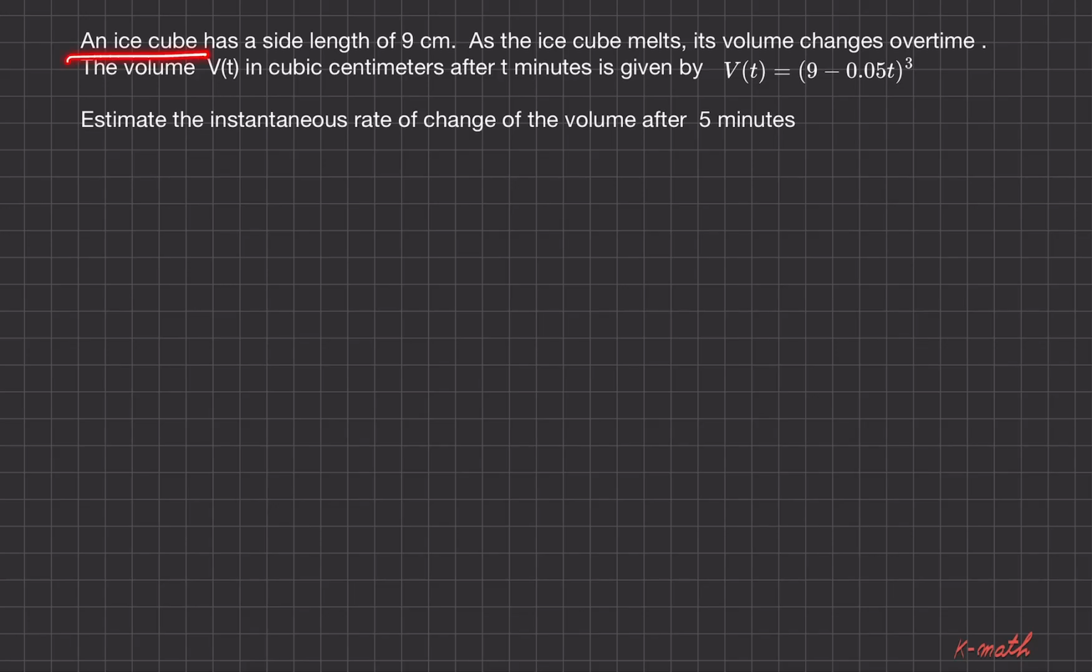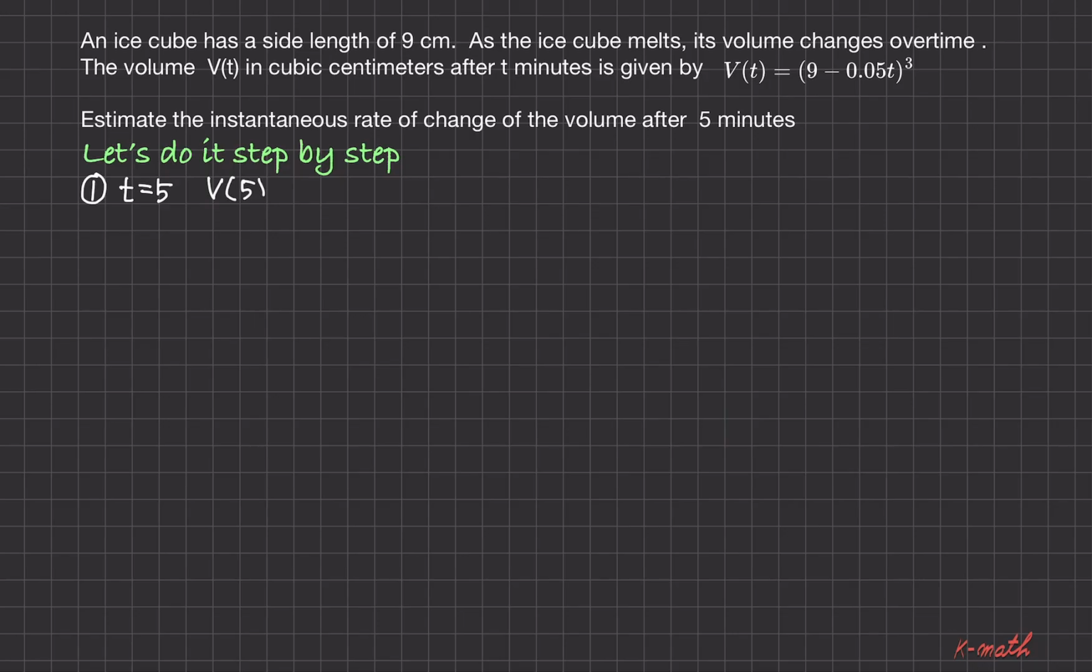Here's an ice cube that's melting over time. The volume of the ice cube in cubic centimeters is given by the function after t minutes. Let's estimate the instantaneous rate of change of the volume after 5 minutes. Let's do it step by step. Step 1. We are given t equals 5. So plug in t equals 5 into the given function.